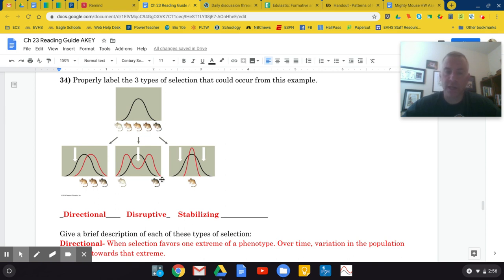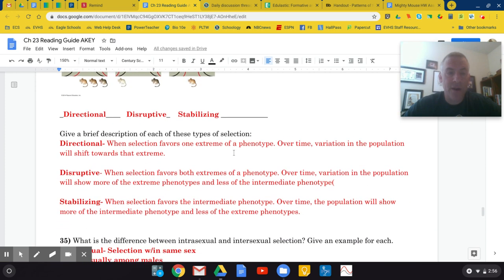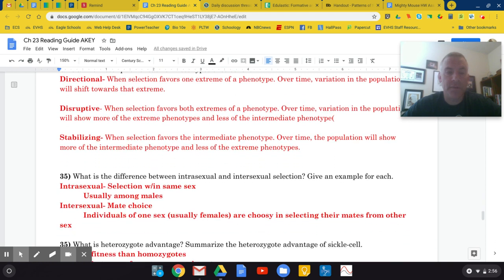So that's disruptive selection. Finally, same situation, but in this case, the intermediate phenotype, the medium colored mouse, actually survives best in this environmental case. It survives much better than the extreme phenotypes of the really light or the really dark colored mouse. And so we start to see more and more of that intermediate color. What we get is just a skinnying up of that curve, and it gets taller. We just get more individuals with that intermediate phenotype. And so down here is a brief description of each of those types of selection.